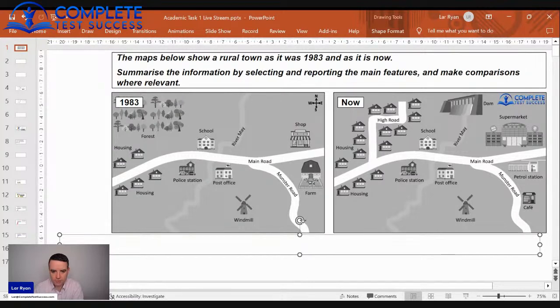So if you're using a phone, you might want to make sure you turn the phone sideways, instead of looking at the phone upright. You'll be able to see the map a bit better.